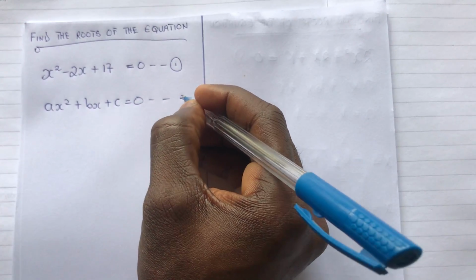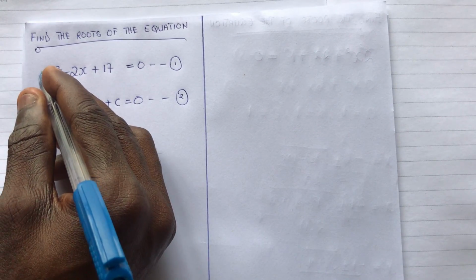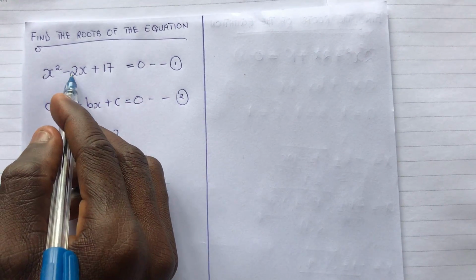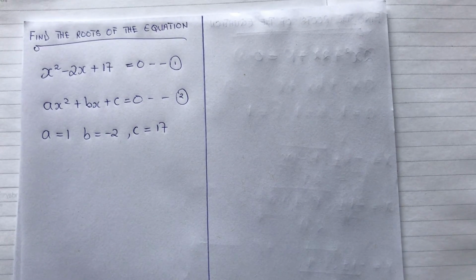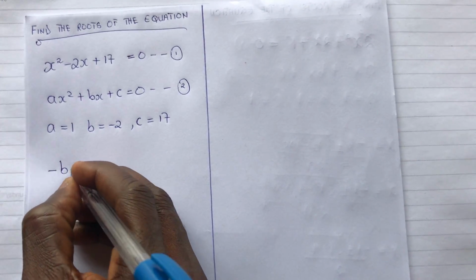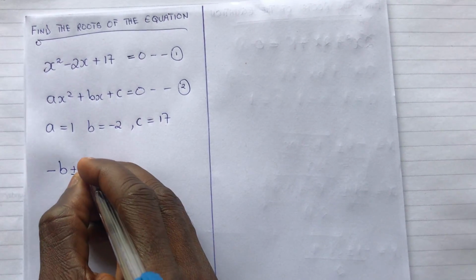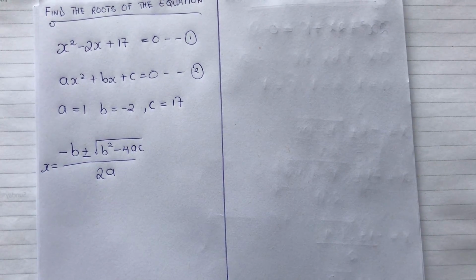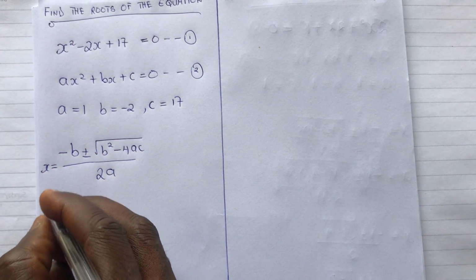And let's name this equation 2. So when we compare, the coefficient of x squared here is 1, so a equal to 1, and b equal to minus 2, which we have here, and c equal to 17. So we can just apply the quadratic formula: x equals minus b plus or minus root of b squared minus 4ac, all out of 2a. Let x be equal to this so that we can generate x1 and then x2. So we substitute the values of a, b, and c to complete the calculation.